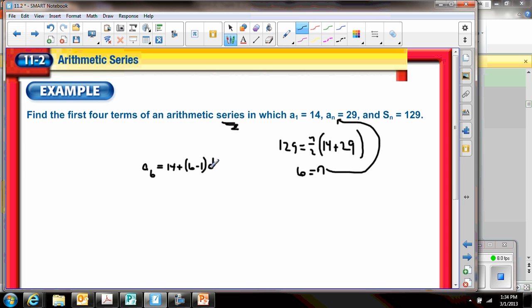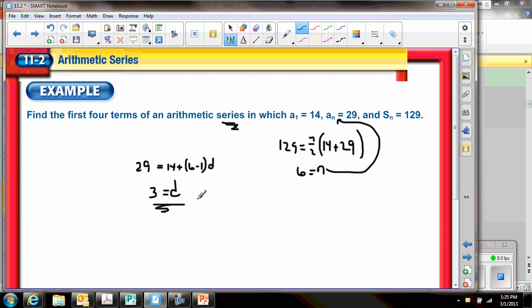Now, I have no idea what d is. That's what I'm looking for because I need to find these first 4 terms. But what I do know is that a sub 6 is actually 29. Now, solving for d means I can move the 14 to the other side: 29 minus 14 gives me 15. 6 minus 1 is 5. Divide by 5, and d has to equal 3.